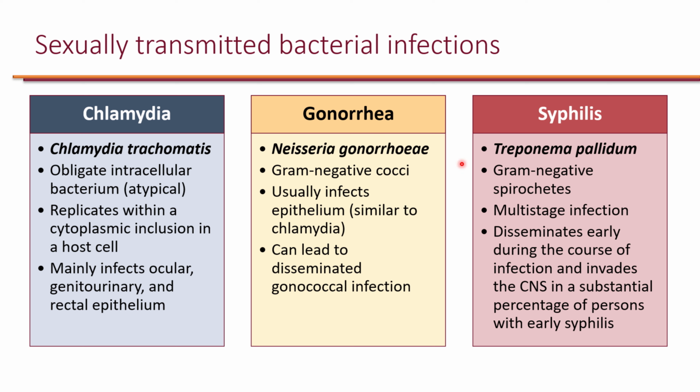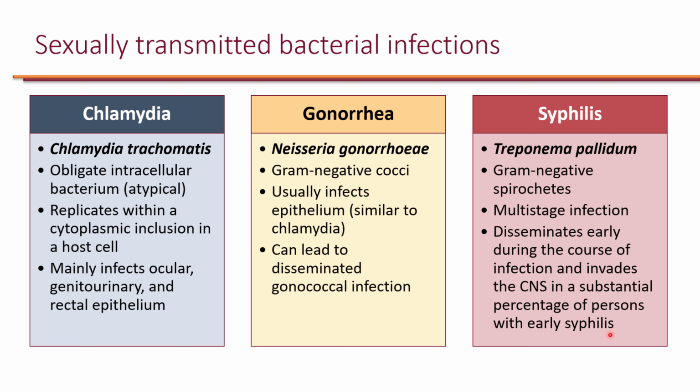Syphilis is caused by Treponema pallidum, which is a gram-negative spirochete. So essentially, this looks kind of like a spring, so to speak, in shape. And syphilis is a very severe infection in the sense that, first of all, it has a multi-stage course. So it goes from very mild infection to essentially life-threatening infection over a period of time. It essentially disseminates early during the course of infection and invades the central nervous system.